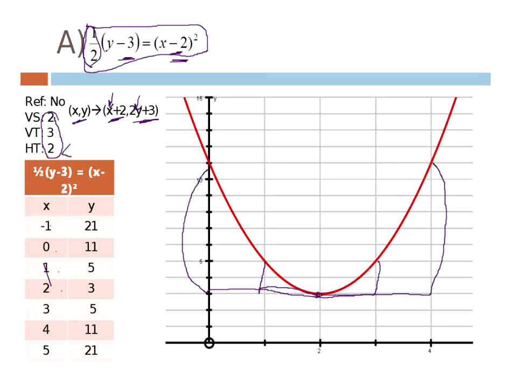So the characteristics of this graph are as follows. The domain again is x ∈ R. The range here, the minimum value is 3, to infinity. The axis of symmetry is x = 2. Now the y-intercept showed up right in the table: 0, 11.